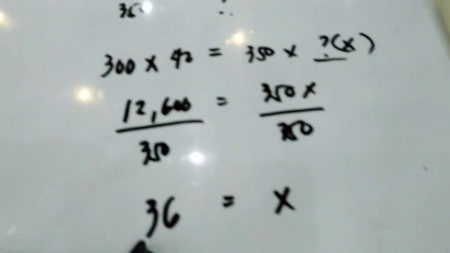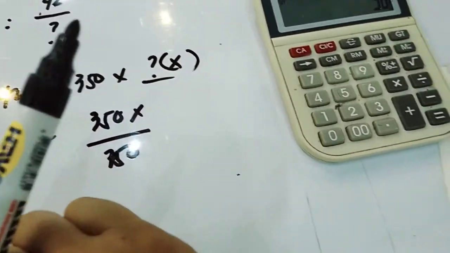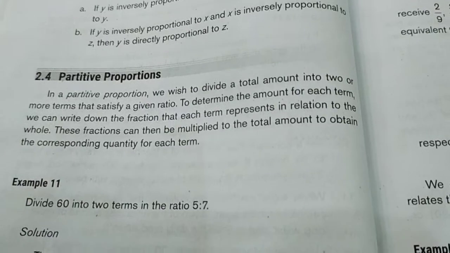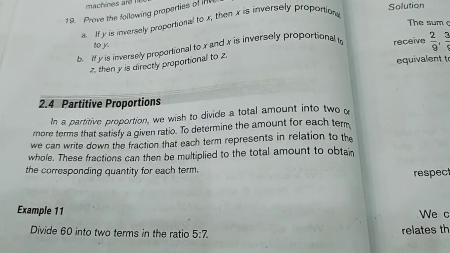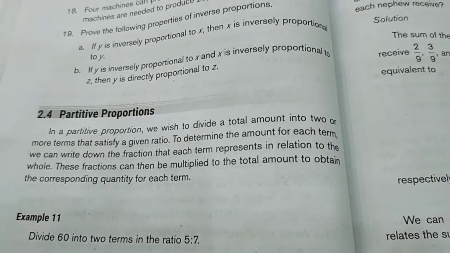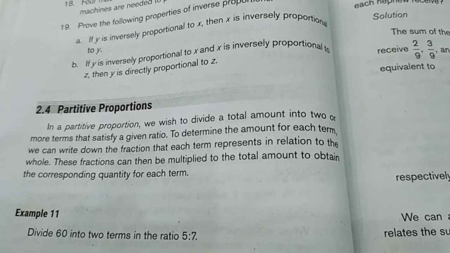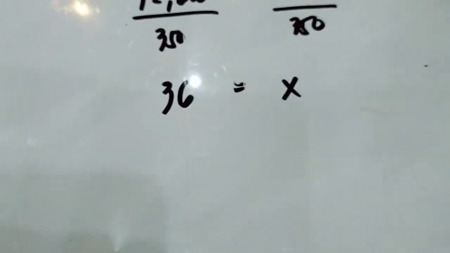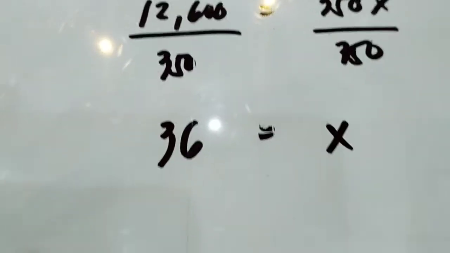Now let's go to partitive proportion. It says here, we wish to divide a total amount into two or more terms that satisfy a given ratio. To determine the amount for each term, we can write down the fraction that each term represents in relation to the whole. These fractions can be multiplied to the total amount to obtain the corresponding quantity for each term. An example is when you share a pizza.